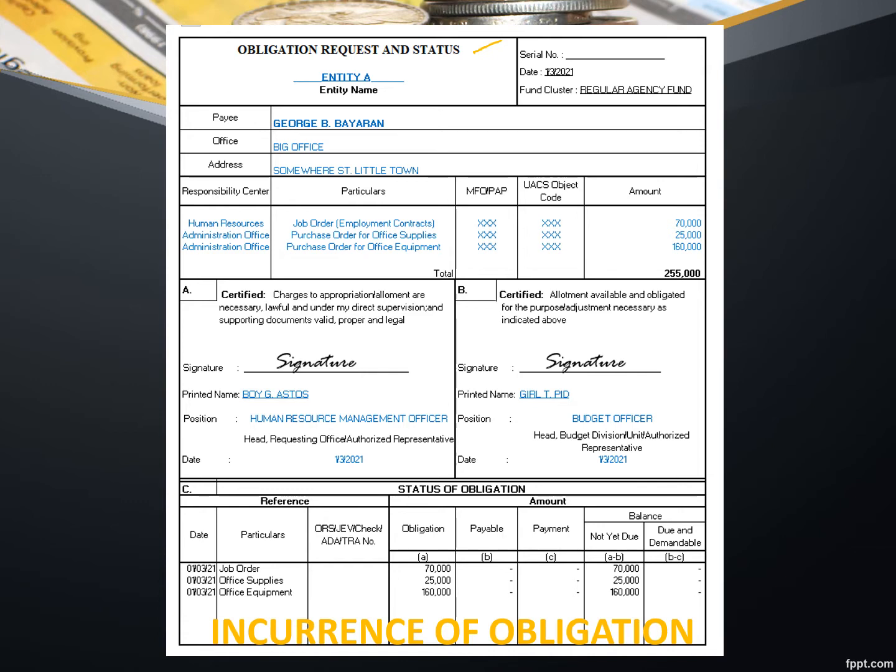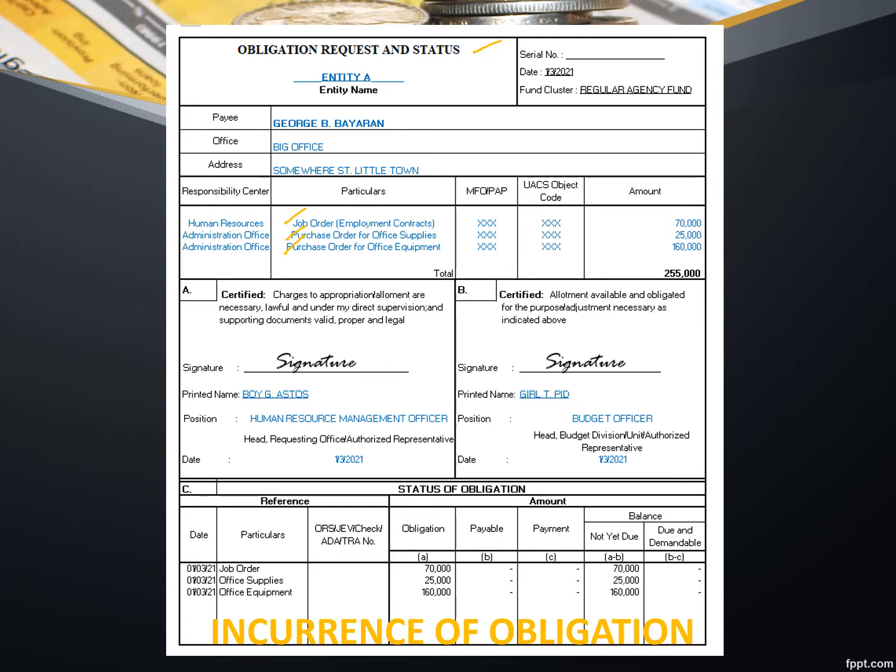So sa ORS, ilalagay lang natin yung ating expenditures. Let's say for example, ang entity A nag-enter siya into contract, job order contract, for the purchase of office supplies and purchase of office equipment amounting to 70,000, 25,000, and 160,000. So, paano ba natin piniprepare yung ating obligation request and status document?